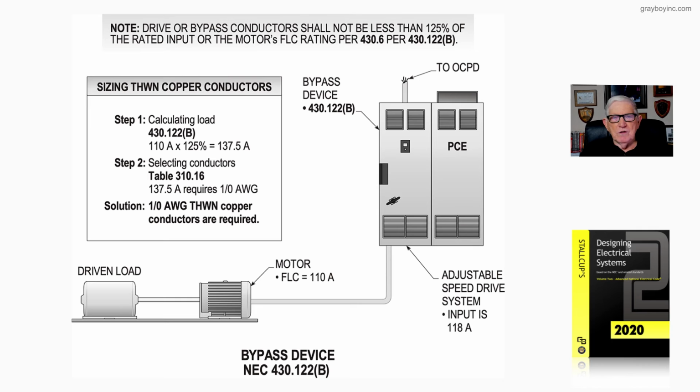So the solution, 1-aught THWN copper conductors would be required, and it would not matter how you did the calculation. You're going to come up with a 1-aught, either based upon 430.6 of the code or 430.122(B) and (C).